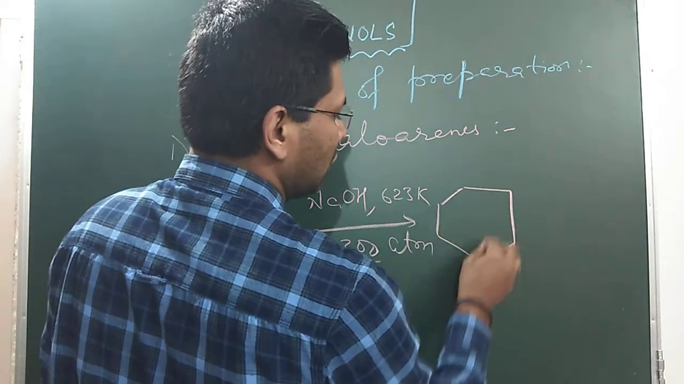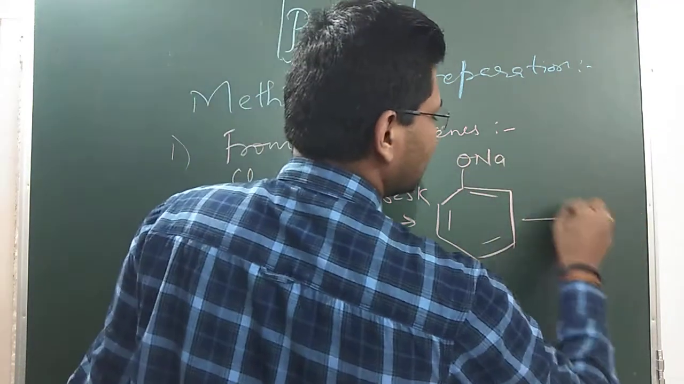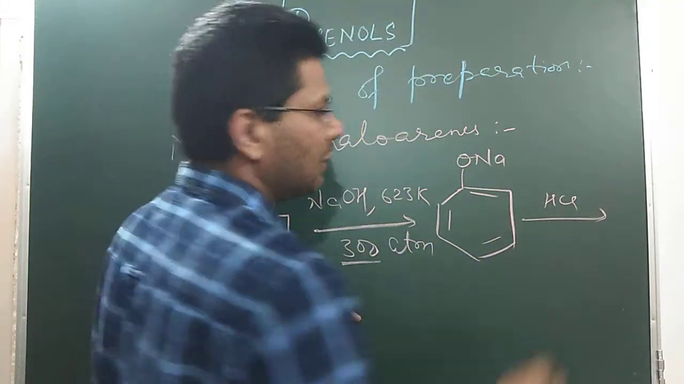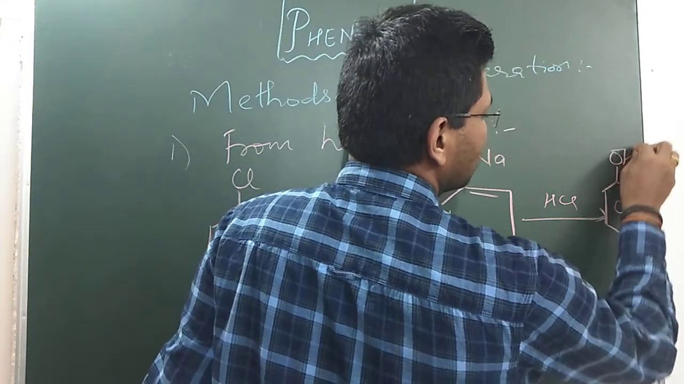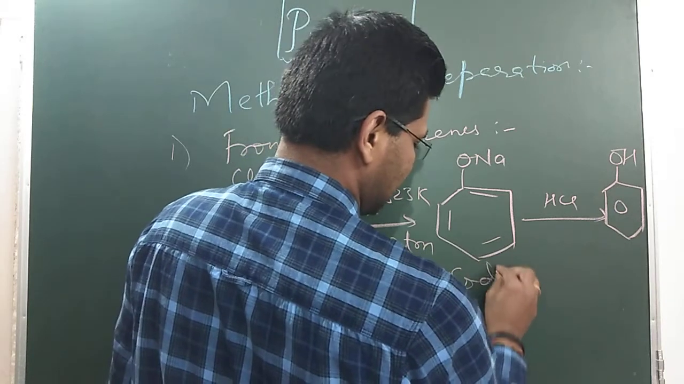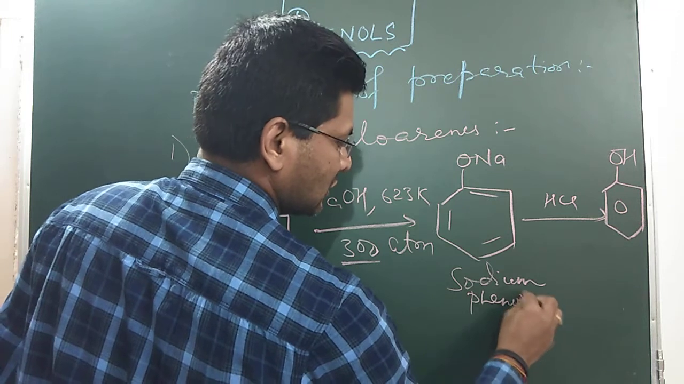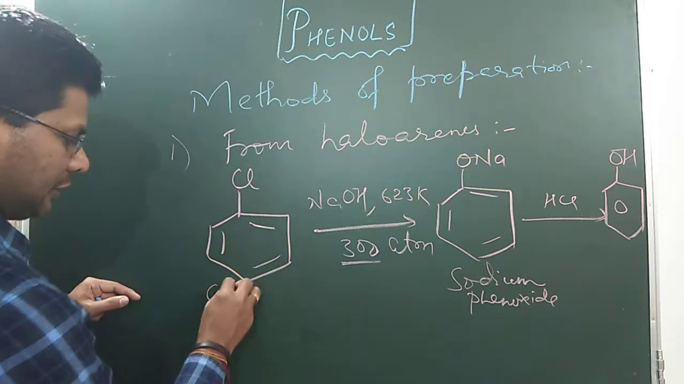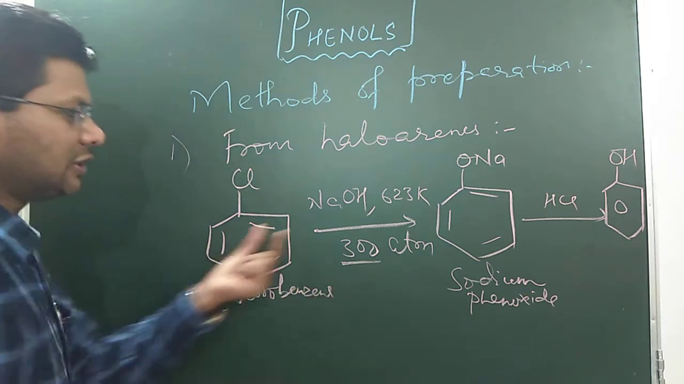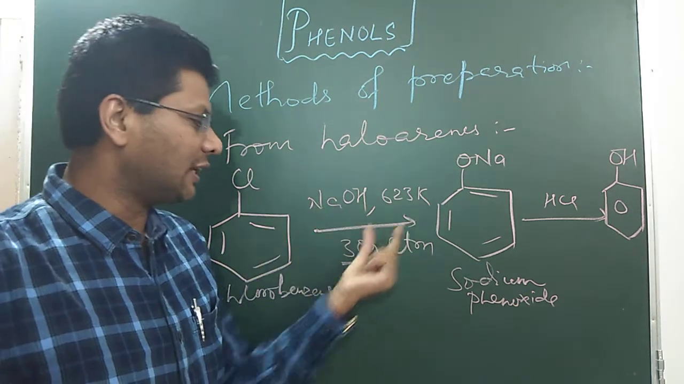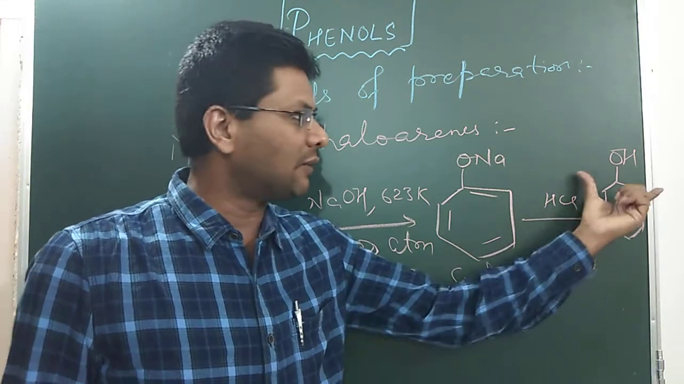into sodium phenoxide, which is treated with acid to form phenol. This is sodium phenoxide. This is chlorobenzene. So when chlorobenzene is treated with NaOH at 623 Kelvin and 300 atm, it forms sodium phenoxide. Sodium phenoxide when treated with acid forms phenol.